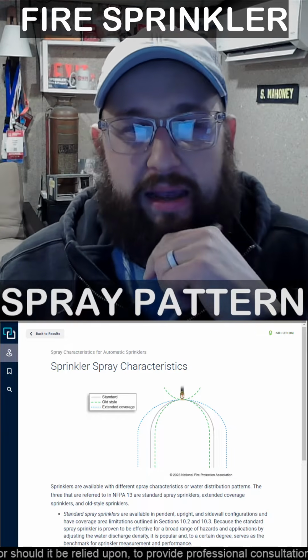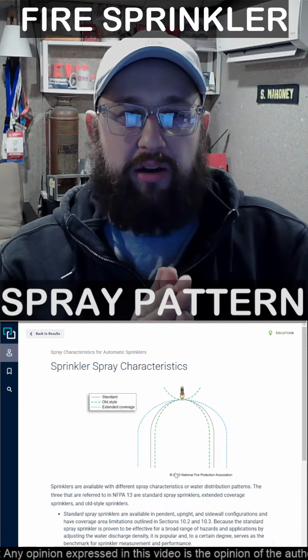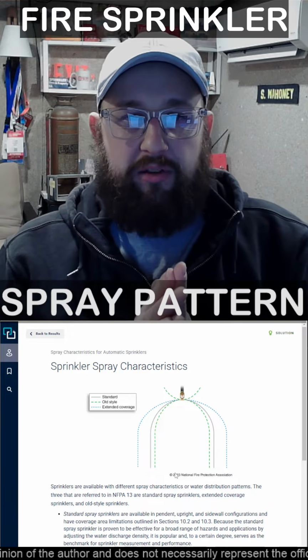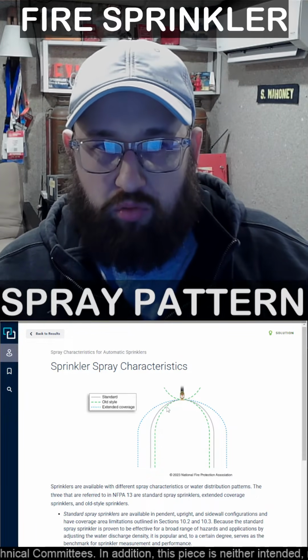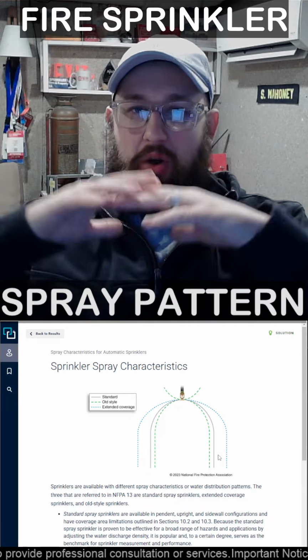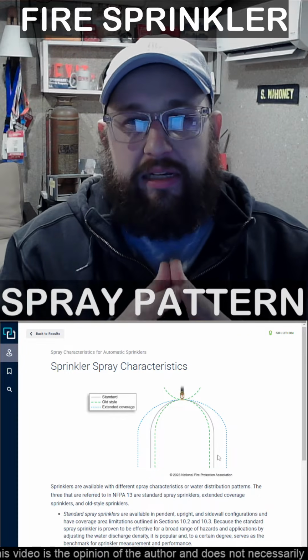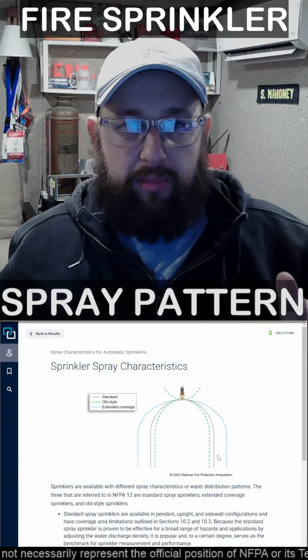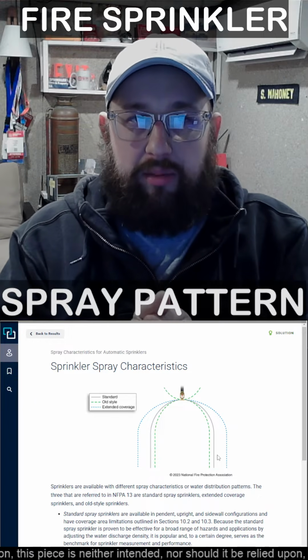But I wanted to go over them real quick. If you look below, I've got a situation that goes over spray pattern characteristics. The first spray pattern characteristic is just your standard spray pattern. That's shown here in this gray spray pattern. It creates an umbrella, going down and creating a pattern on the floor. Sprinklers are listed to cover a certain area based on the pressure they're given and all of that. So that's what a standard spray sprinkler is.